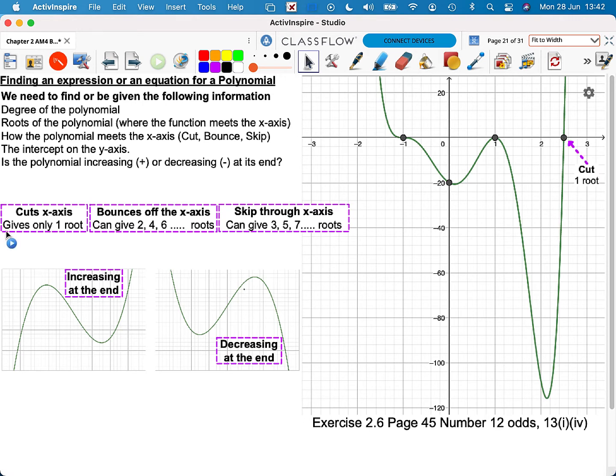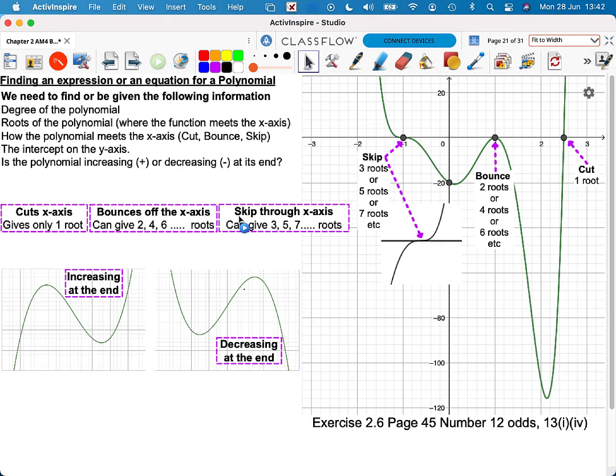If it goes straight through the x-axis, it yields one solution, one root. If it bounces off the x-axis, you get 2 roots, 4 roots, or 6 roots. And if you have a skip-through situation, then you will have 3, 5, or 7 roots.